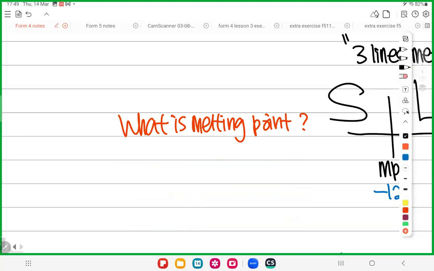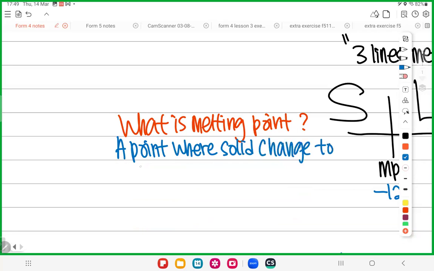One of the common mistakes for a lot of students, for what is melting point, is this: melting point is a point where solid change to liquid. This is a very common answer given by quite a number of students. But I'm quite surprised to see that so far in the chat box, no one wrote this answer, which is good.